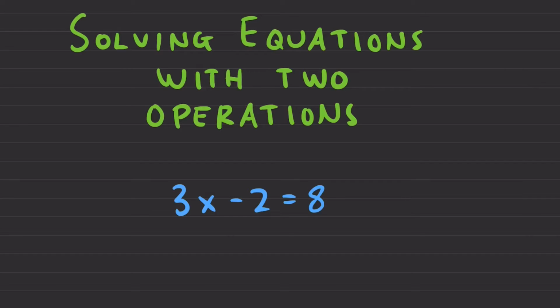In this video, we're going to be talking about solving equations with two operations. What I mean by that is that on the left-hand side here, you can see that we have two operations. Well, we've got a variable here, x, and we've taken x and multiplied it by 3. After we've multiplied x by 3, we've subtracted 2 from it. And when we do all that, we end up with 8. Okay, so there's two operations involved. It's the x times 3, and then there's the minus 2.